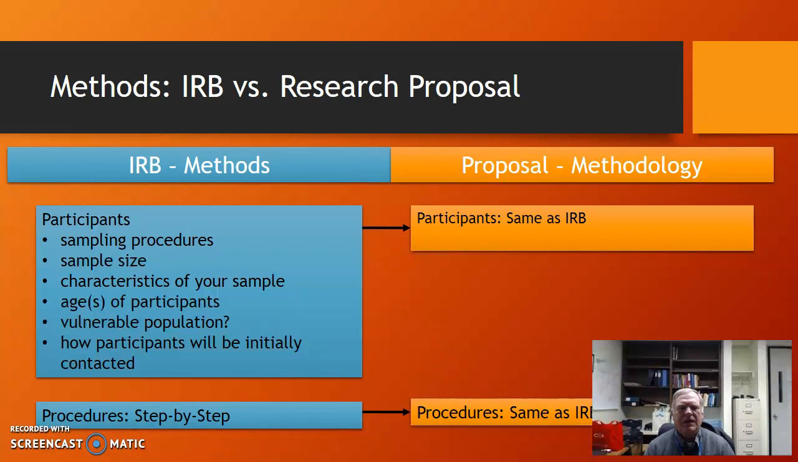In the IRB, you talk about the participants, and that is detailed. You talk about the sampling procedure, the size, the characteristics, the age, whether or not they're vulnerable population, and how the participants will be contacted. You do essentially the same thing in the proposal. The only thing you may not need to address is whether or not they're a vulnerable population. In the IRB, you list the procedures step by step and tell them exactly how you're going to do the study, and you do the same thing in the proposal.